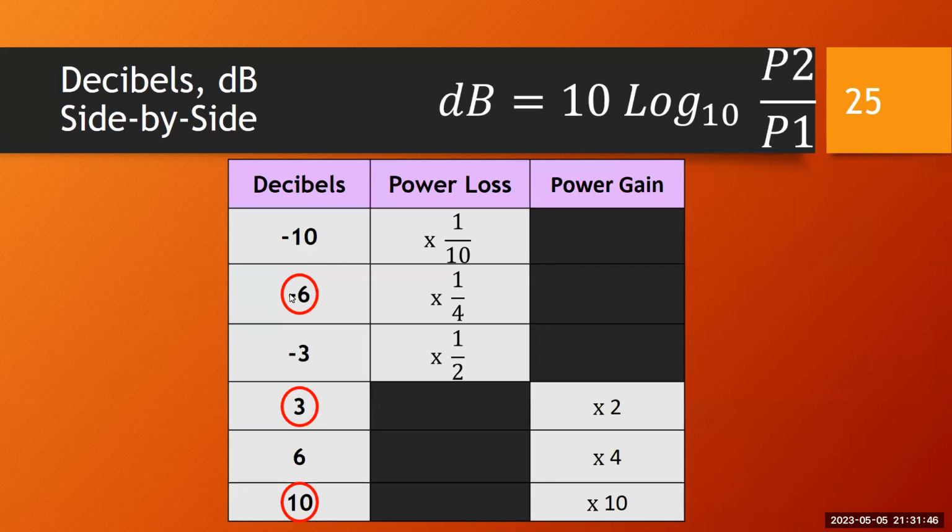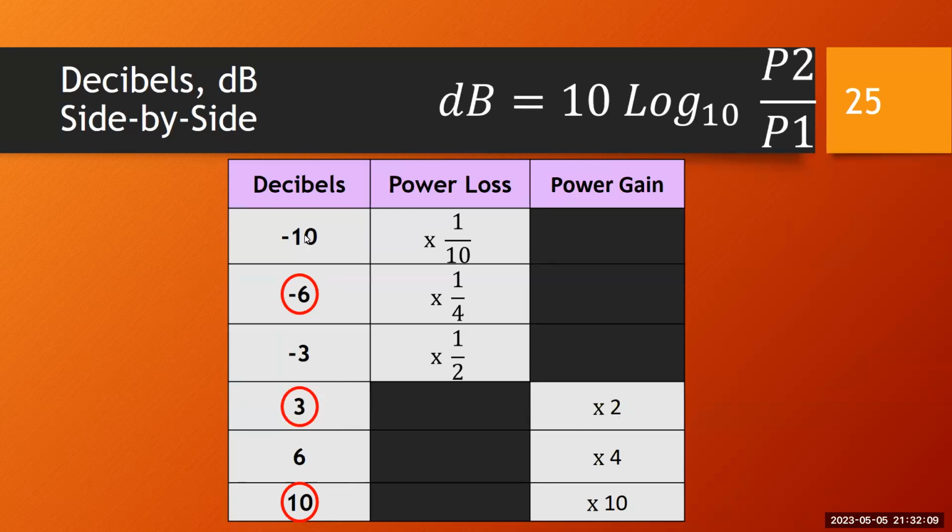So for a -6 dB, it's a quarter of the power, right? For a positive 6 dB, it's 4 times the power. That's what this table is telling us. For a -3 dB, it's half the power. But for a positive 3, or just simply 3 dB, it's twice the power.